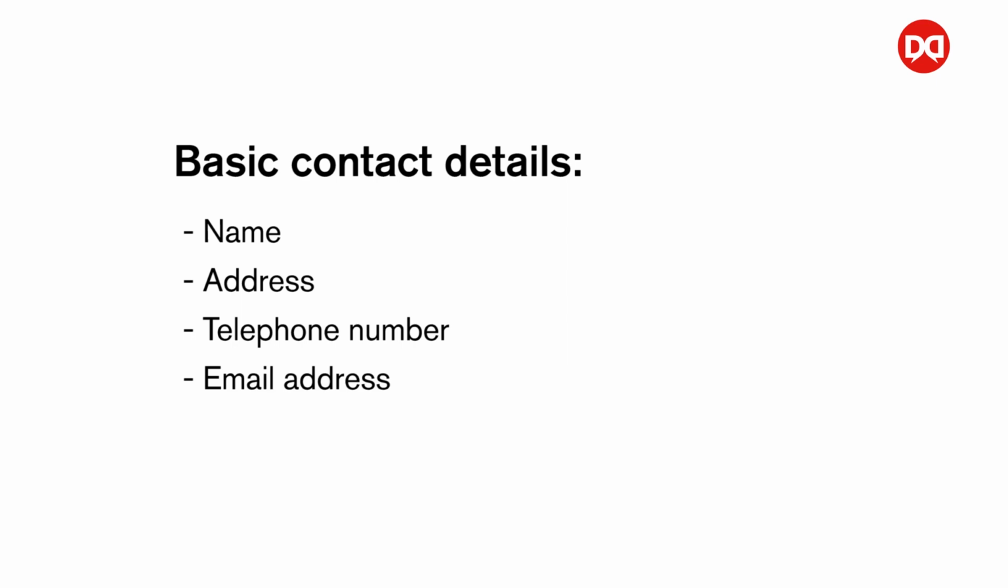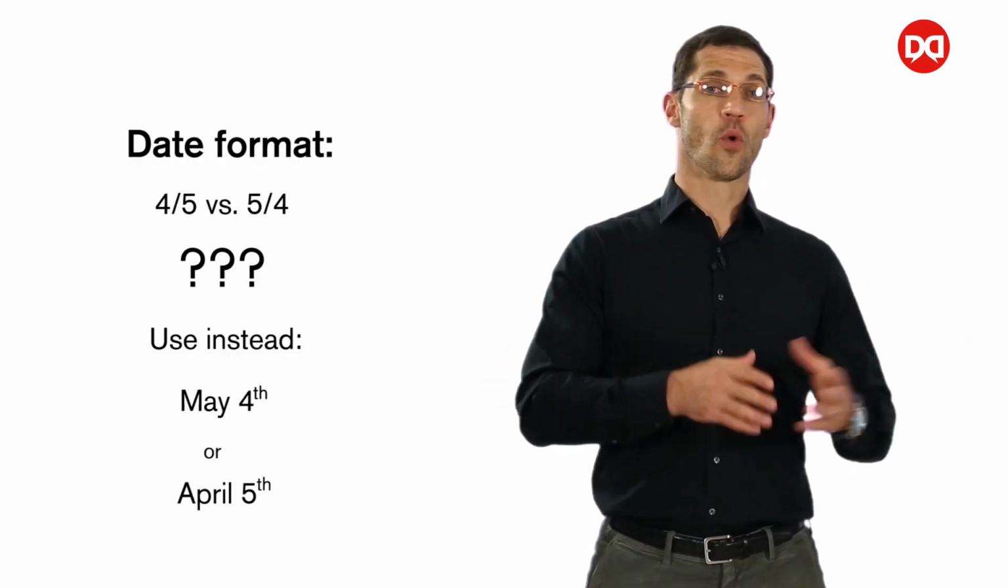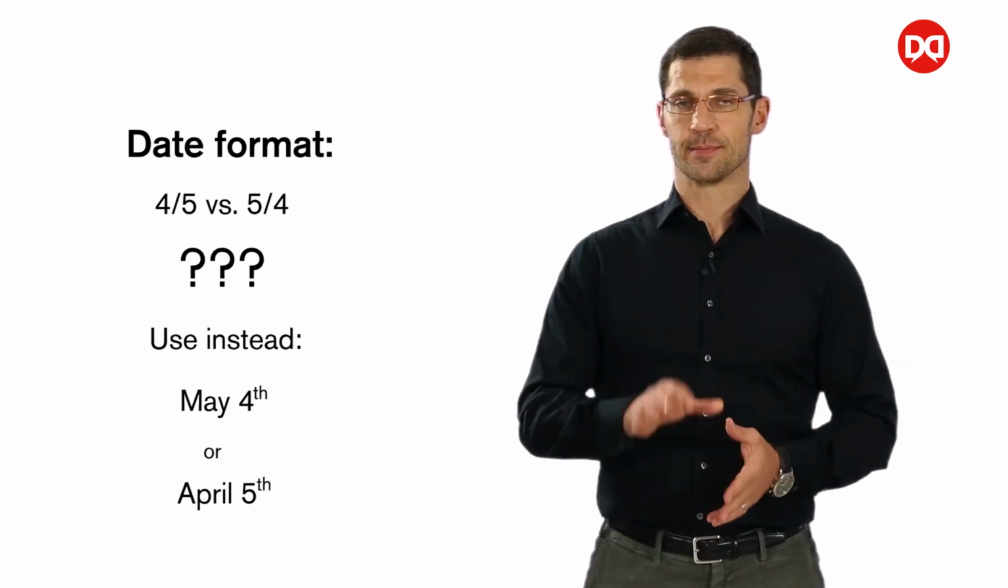But the most important information that goes into the first part of a cover letter is, of course, your basic contact details. This usually includes your name, your address, your telephone number, and/or email address. Of course, you need to include the date, and be very careful to make sure that the date format is recognizable. We recommend that you use the written form of the month so that there's no confusion between May being 5 or 4 being April, whatever the case is. Make sure the date is clear.